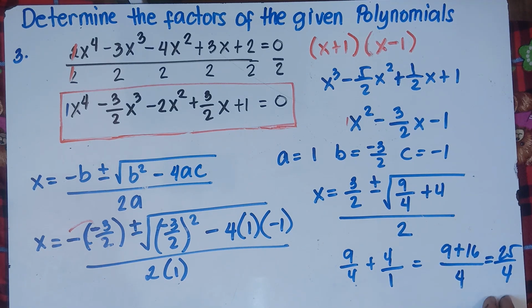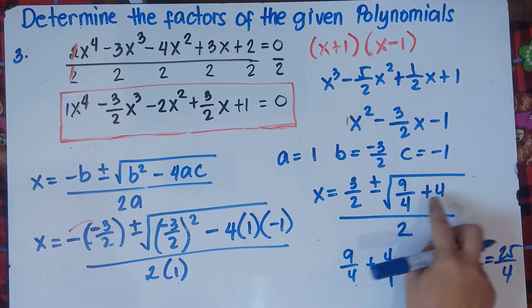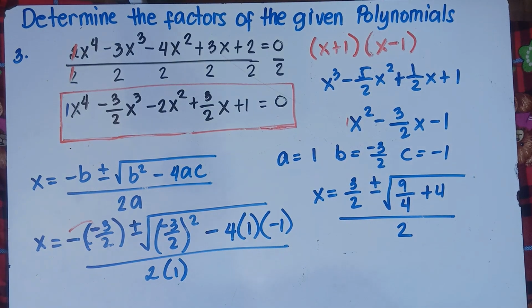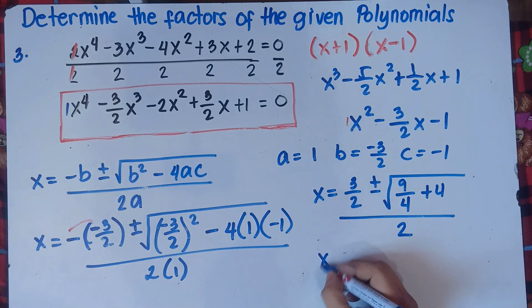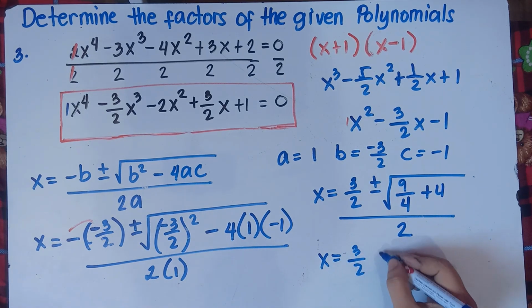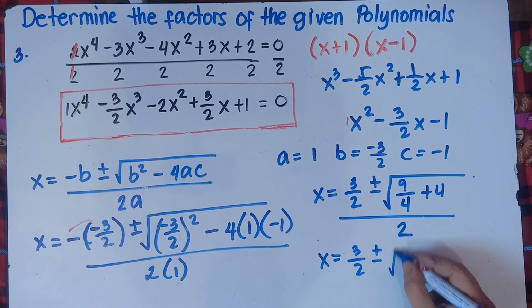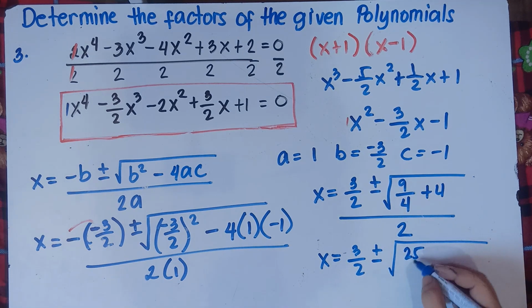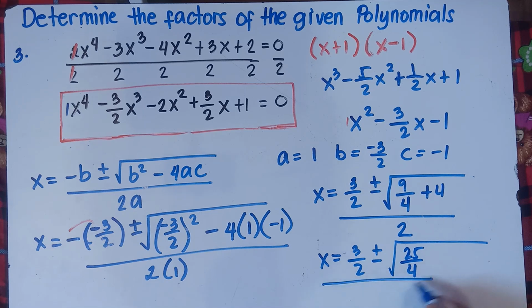Alright, pause the video, class. I will be erasing this one. So 9 over 4 plus 4 is 25 over 4. So x equals 3 over 2, plus or minus the square root of 25 over 4, all over 2.